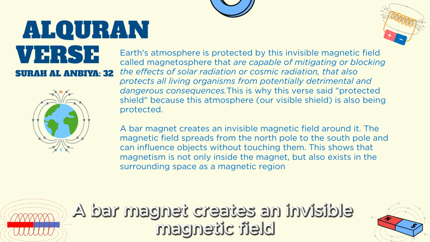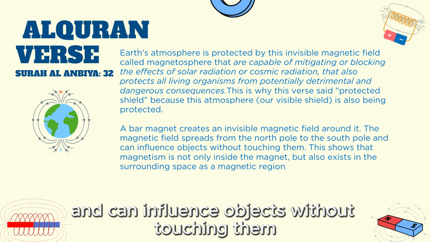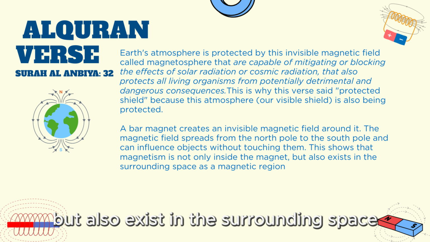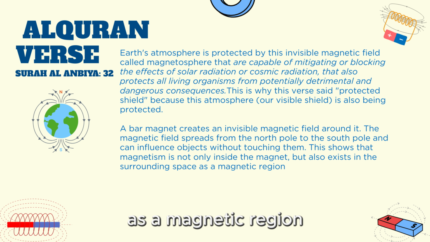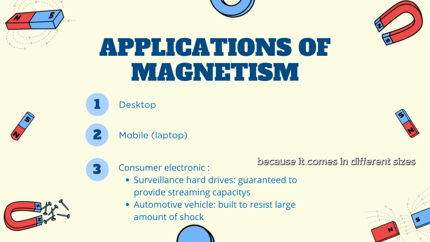A bar magnet creates an invisible magnetic field around it. The magnetic field spreads from the North Pole to the South Pole and can influence objects without touching them. This shows that magnetism is not only inside the magnet but also exists in the surrounding space as a magnetic region. I think hard disks can be found in many things nowadays because they come in different sizes.